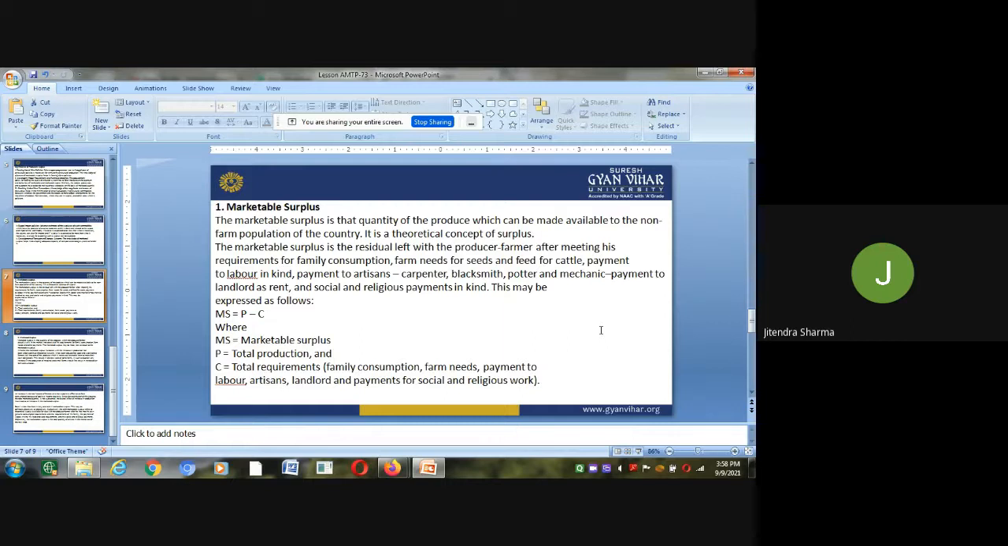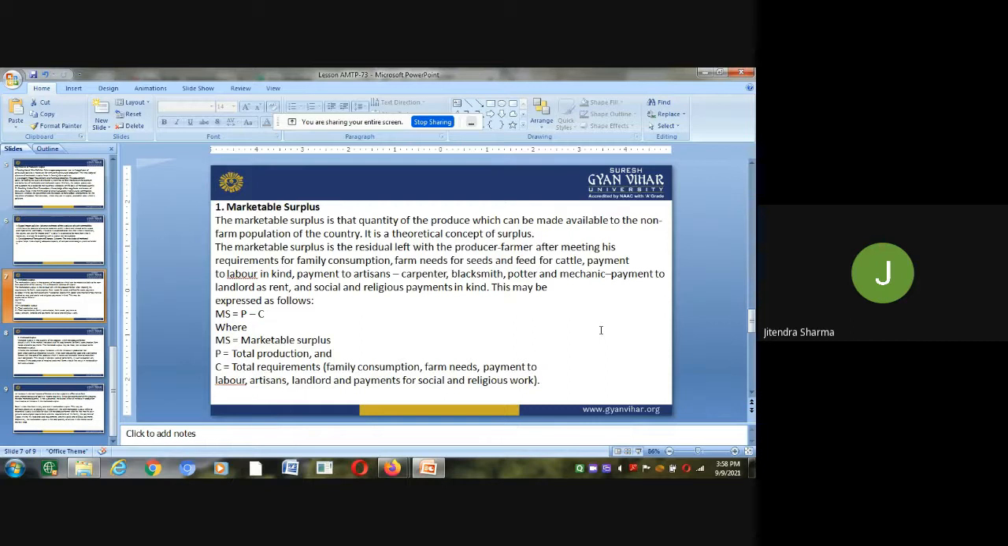So marketable surplus is MS equals P minus C, where MS is the marketable surplus, P is the total production, and C is the total requirement: family consumption, farm needs, payment of labor, artisans, and landlord, and payment for social and religious work. All that is to be considered here as the total requirements in the case of the farm community. So that is the marketable surplus.